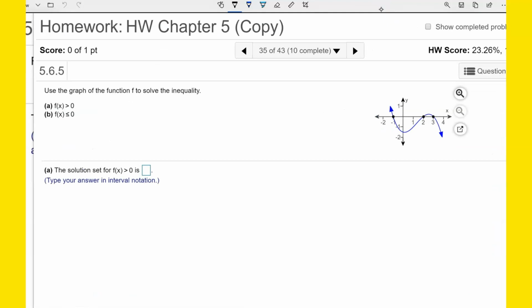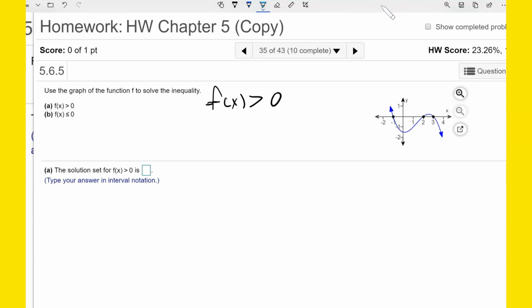Part A, f of x greater than 0. Where is this polynomial greater than 0? It's greater than 0 here and here. That's it. And so we're just looking for the values of x where that's true.